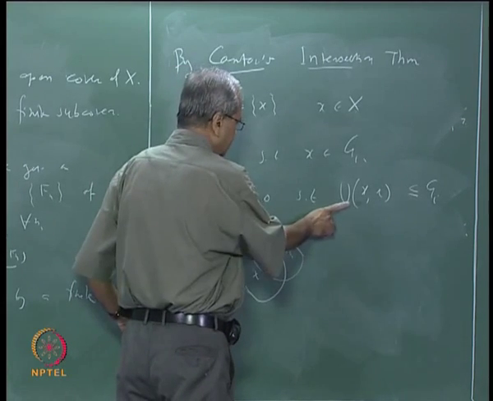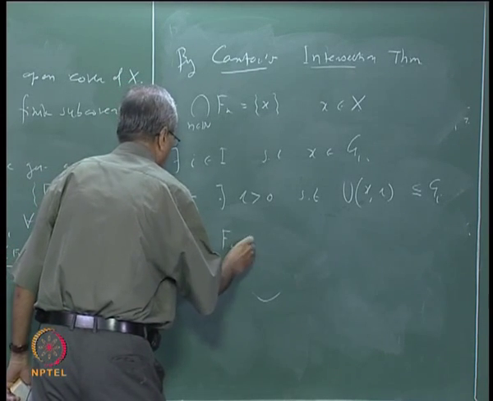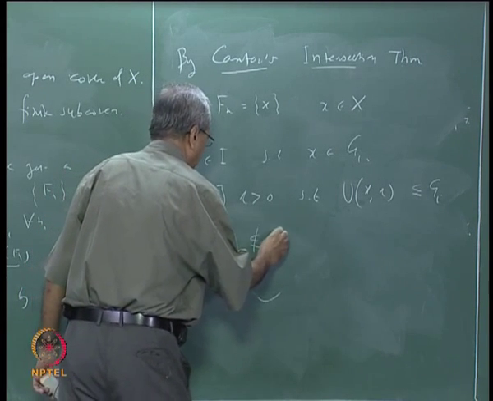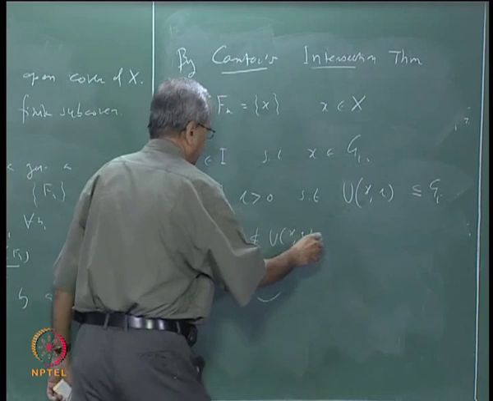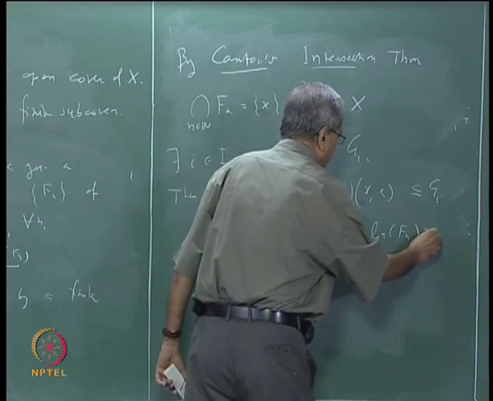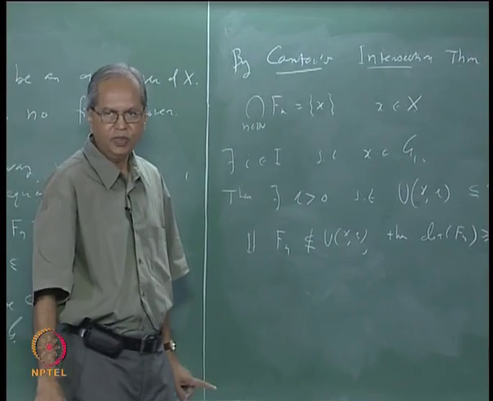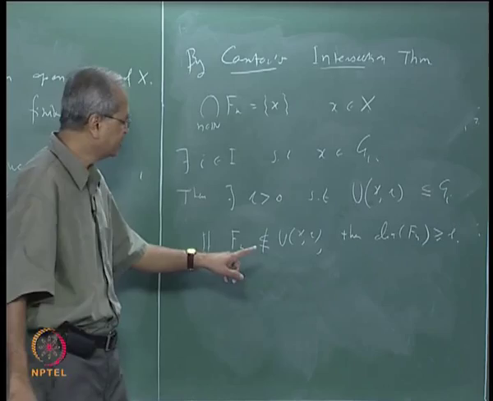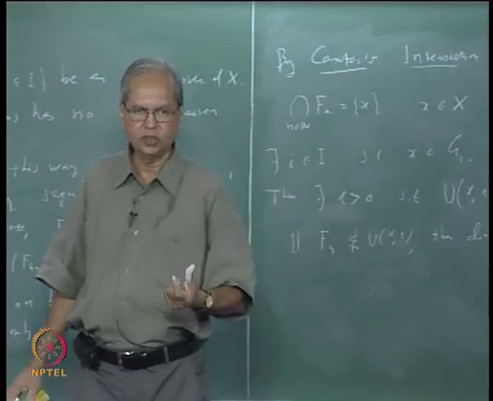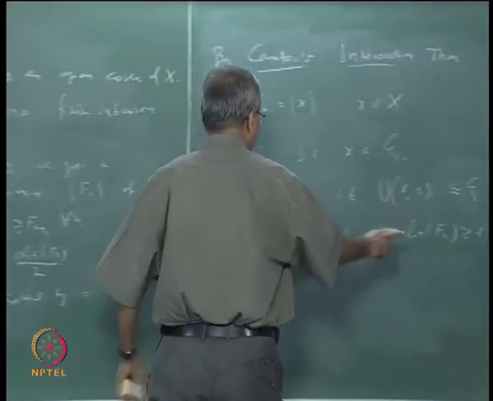If F_n is not contained in U(x,r), then the diameter of F_n must be bigger than or equal to r. Why? Let me again repeat: because x belongs to F_n, and if F_n contains some point outside this ball, then it contains two points, the distance between which is bigger than or equal to r. Now can this happen for every F_n?